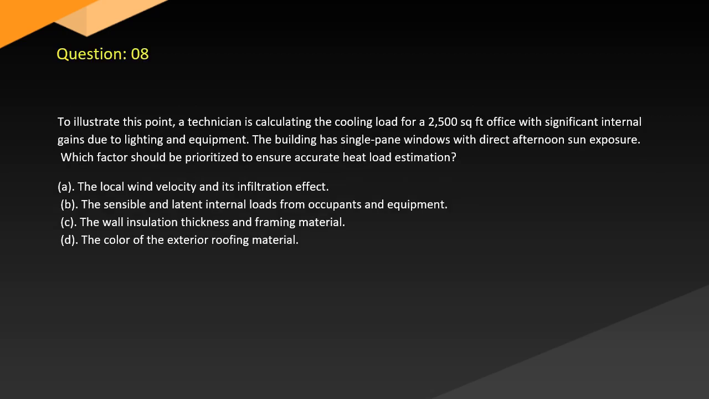Question 8. To illustrate this point, a technician is calculating the cooling load for a 2500 sq-ft office with significant internal gains due to lighting and equipment. The building has single-pane windows with direct afternoon sun exposure. Which factors should be prioritized to ensure accurate heat load estimation? A. The local wind velocity and its infiltration effect. B. The sensible and latent internal loads from occupants and equipment. C. The wall insulation thickness and framing material. D. The color of the exterior roofing material.